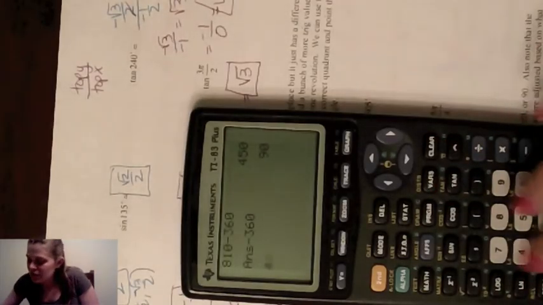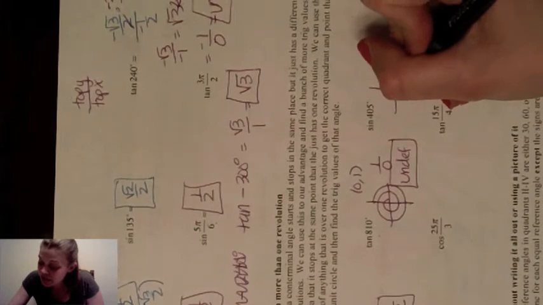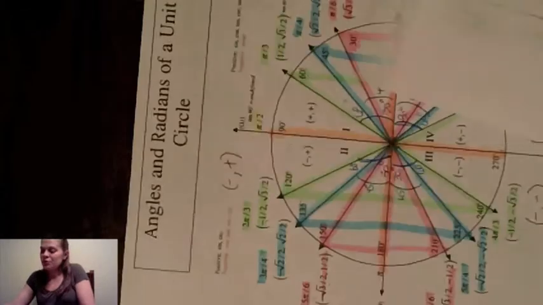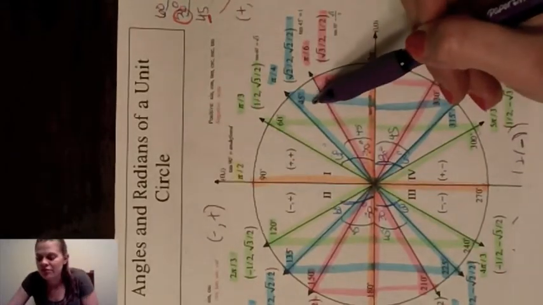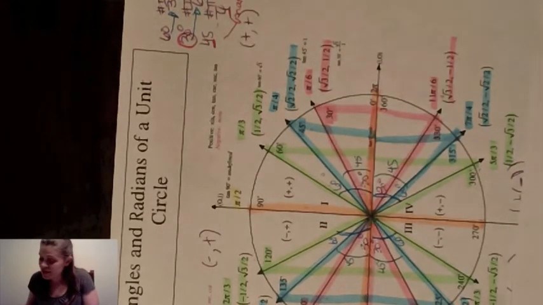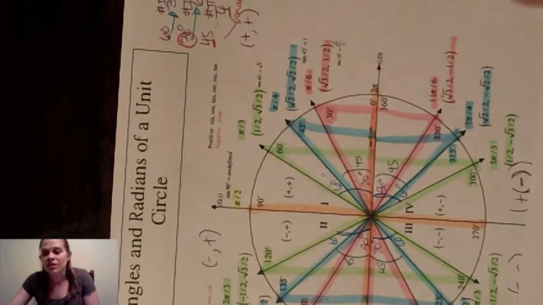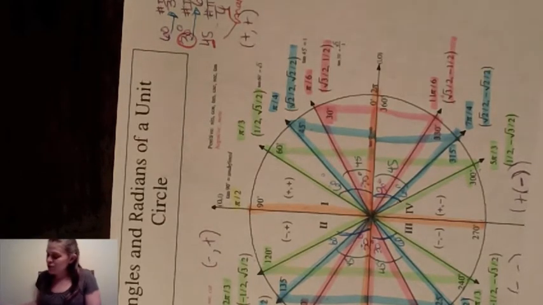Okay, let's look at 405. Well, 405 is past 360. So I do 405 minus 360, and that gives you 45. I went one full revolution, it's positive, so it's going counterclockwise, and then to 45. So your reference angle is 45, or your coterminal angle is 45. I'm going to look at this point in the first quadrant, and we're doing the sine. Remember, the sine is the y value, because you think of y sin because it's extra fun. Take your extra fun and go. So the sine is the y value, which is root 2 over 2.